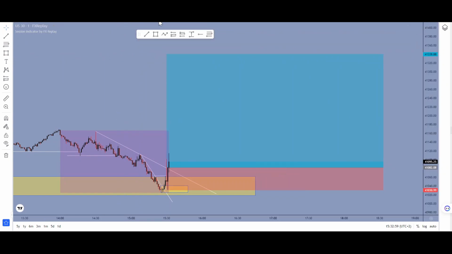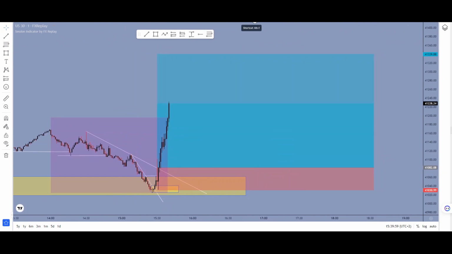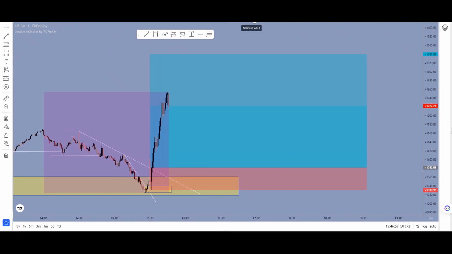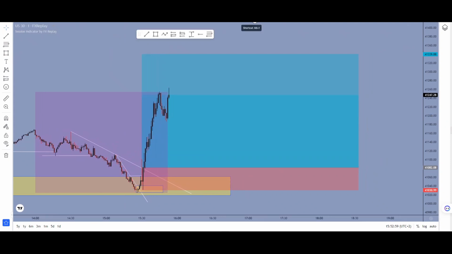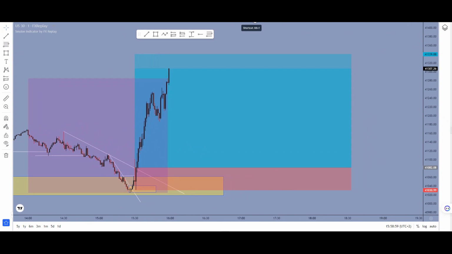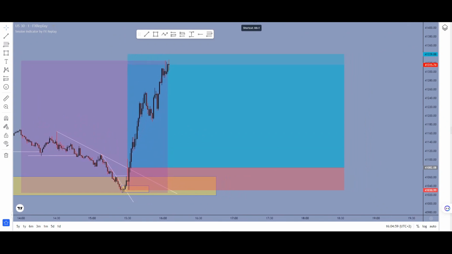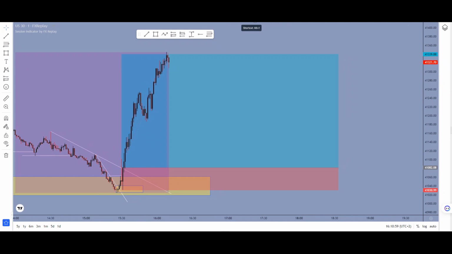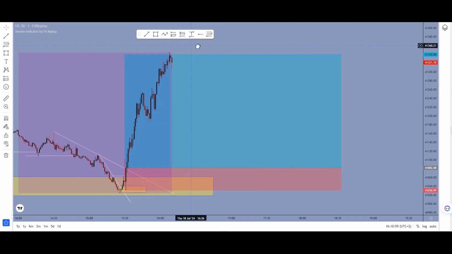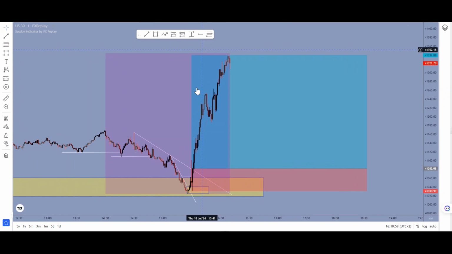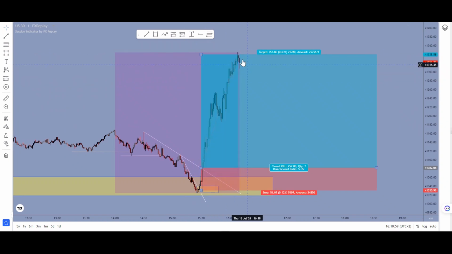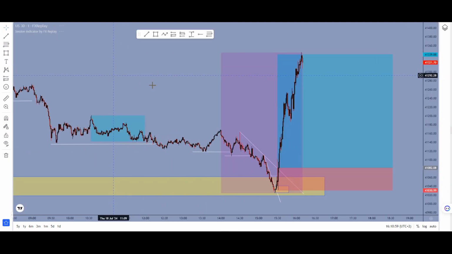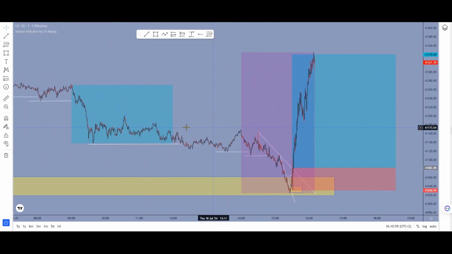And then price quickly moved to the upside, guys. It quickly moved in just 30 minutes. Price moved to the upside like that, guys. My take profit was hit in a few minutes. So it was just a 30-minute trade actually, and my take profit was hit, and that was it for this trade.